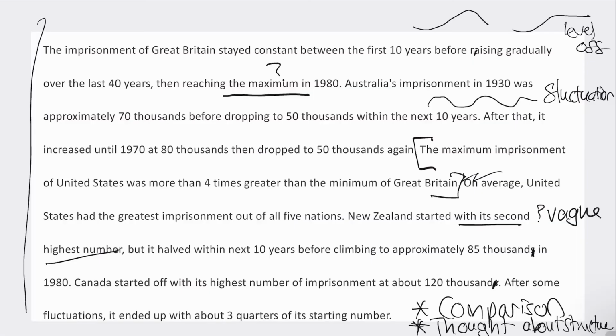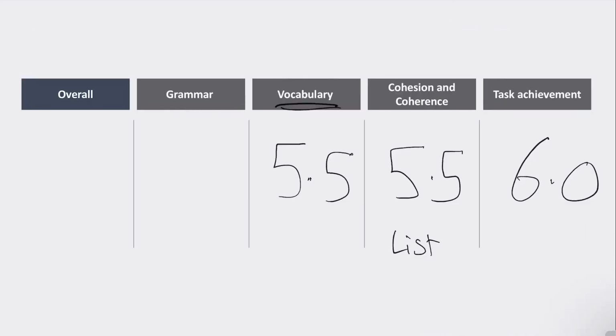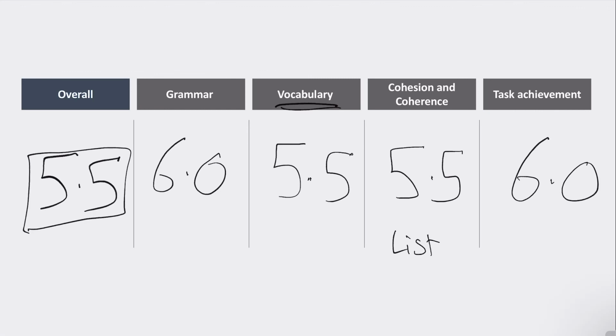Grammar was okay. It wasn't super difficult. I understood everything that they wanted to say, so I'd probably give a 6 for grammar. So we're probably coming out around a 5.5 overall. Okay, because I guess I could see an argument for moving grammar down to 5.5.